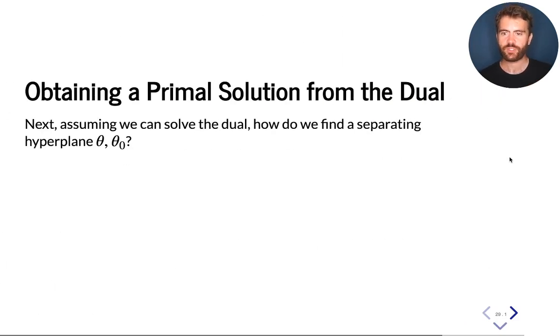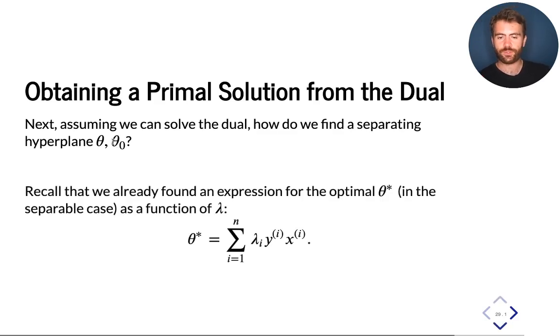Now, one thing I haven't mentioned is that once we have solved the dual, ultimately, we are still interested in the separating hyperplane. We're interested in theta and theta 0. So how do we actually retrieve the solution to the primal, given that we have solved the dual? Well, I have actually alluded to this earlier when I was defining the dual.